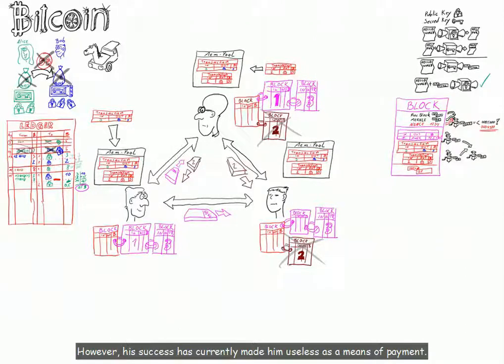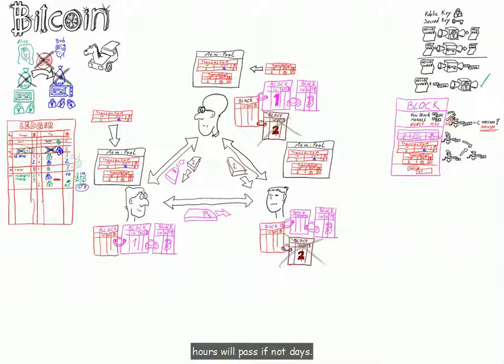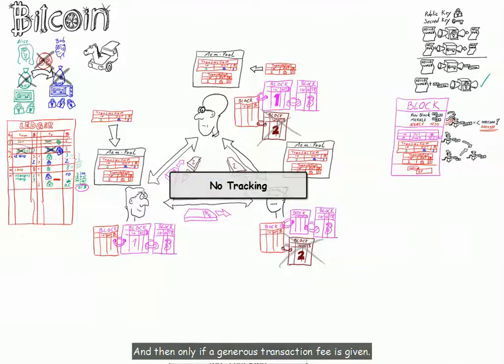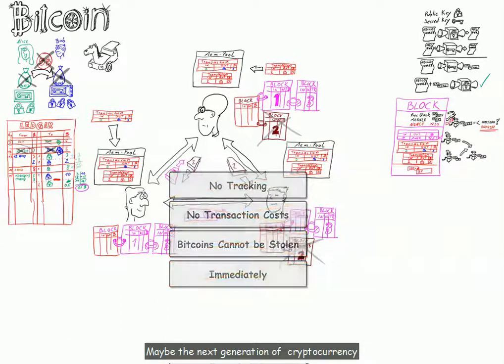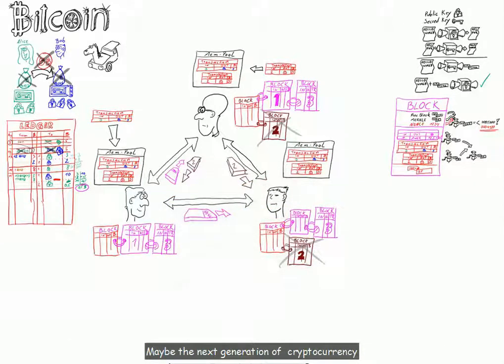In conclusion, it can be said that Bitcoin technology is a technical masterpiece. However, its success has currently made it useless as a means of payment. Until a transaction is permanently received in the blockchain, hours will pass if not days. And then only if a generous transaction fee is given. The useless consumption of computing power when creating new blocks hurts a bit. Maybe the next generation of cryptocurrency uses its energy to cure cancer or something like that. That would be perfect.